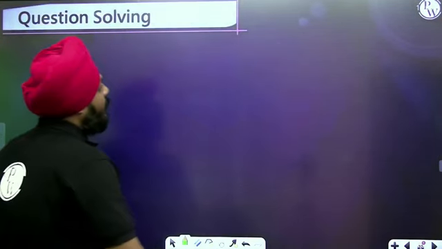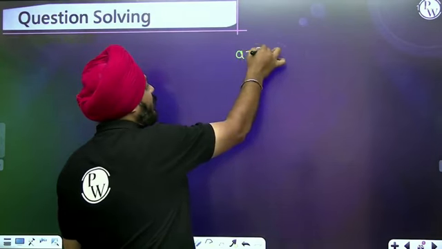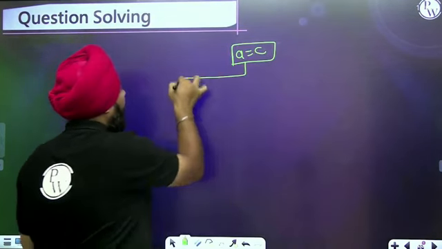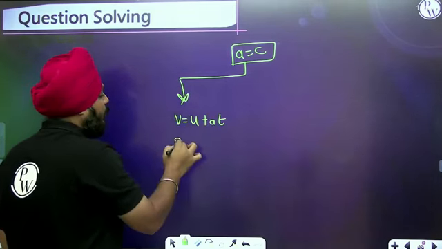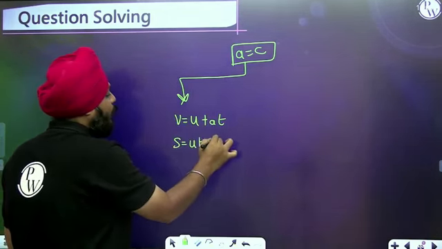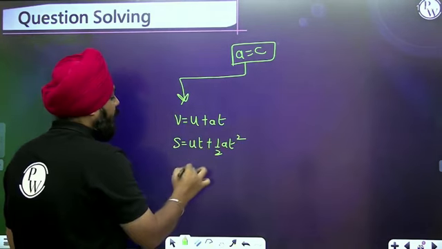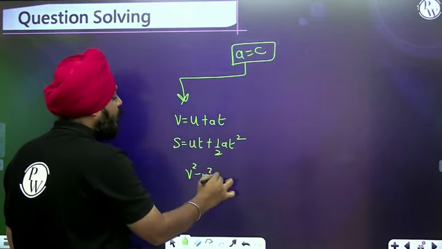Question solving approach for constant acceleration. If we move directly to the graphical method, we have the first equation, v is equal to u plus at, s is equal to ut plus half at square, and v square minus u square is equal to 2as.